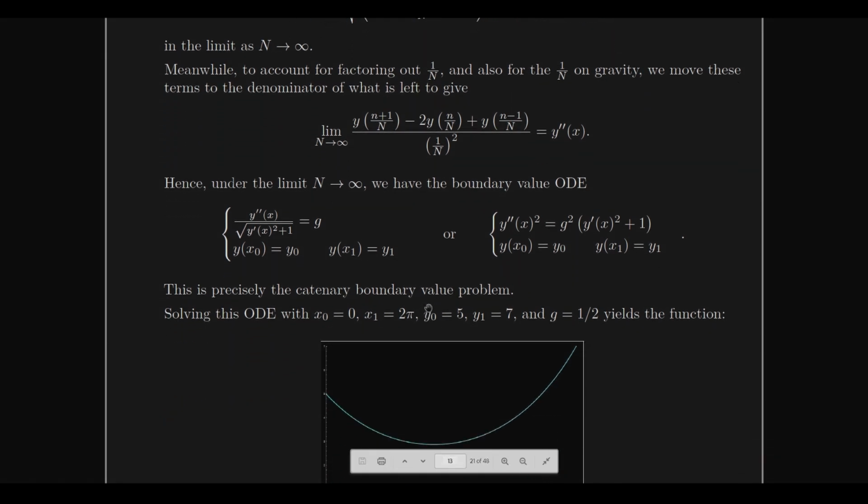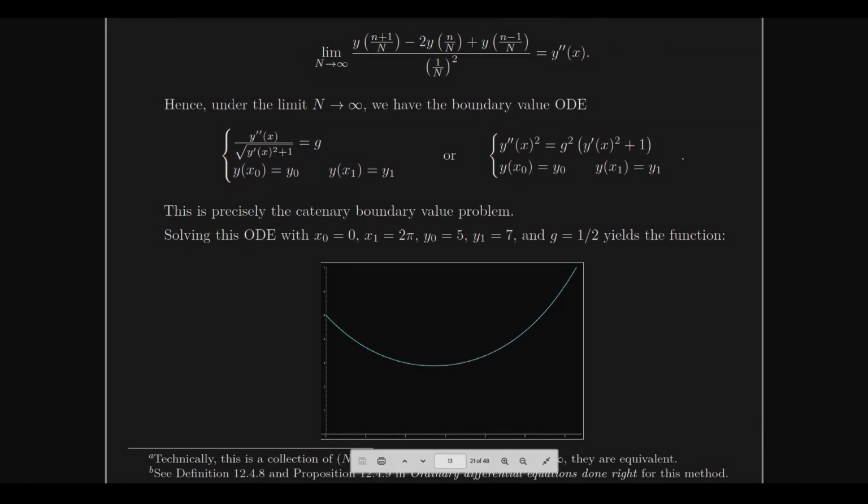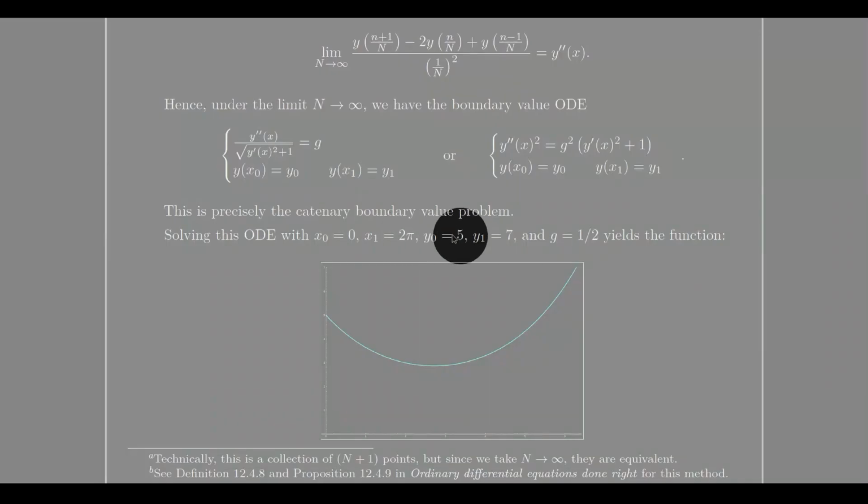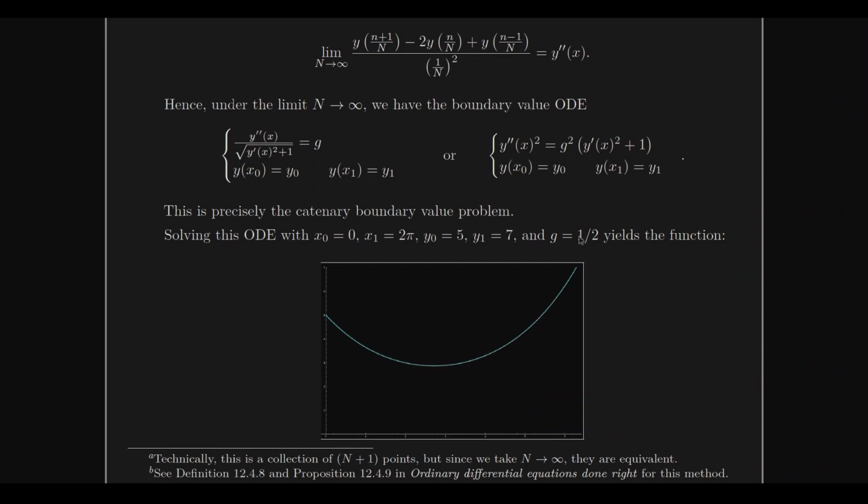If we go ahead and try to solve it with some special variables, 0 for x0, 2 pi for x1, 5 for y0, 7 for y1, and 1/2 for gravity. I just chose this because it made a nice picture for me. But you can see that is precisely a hanging chain. I don't think you could ever be more convinced about a hanging chain.